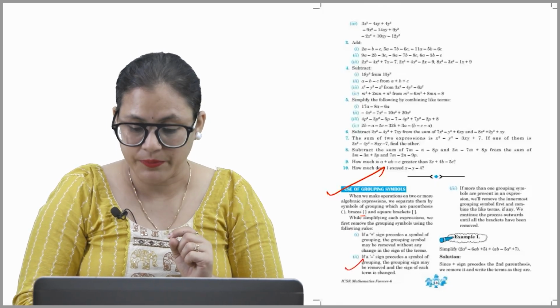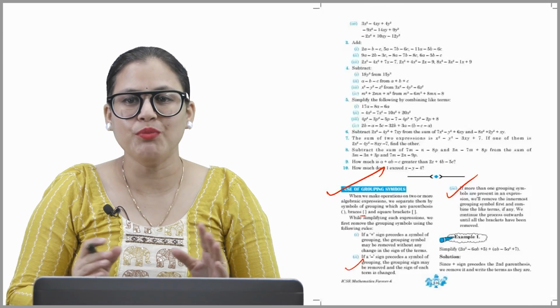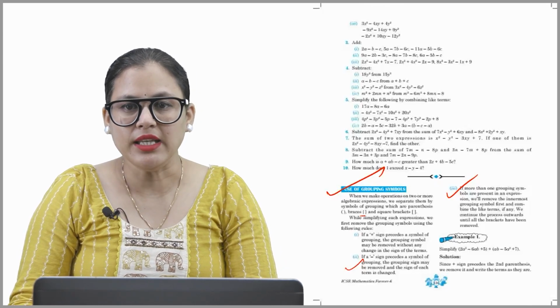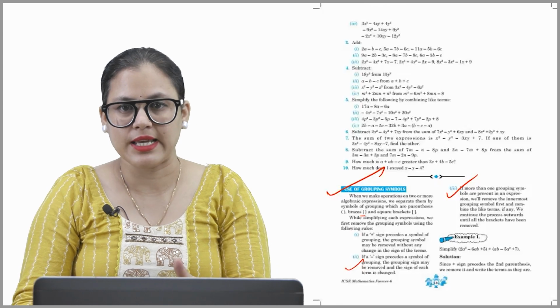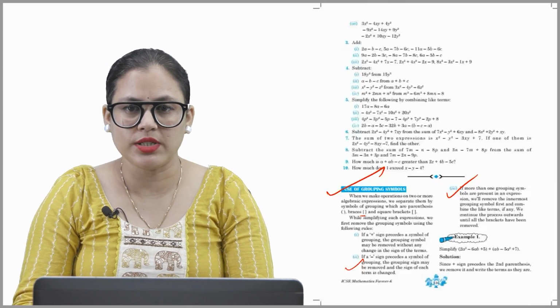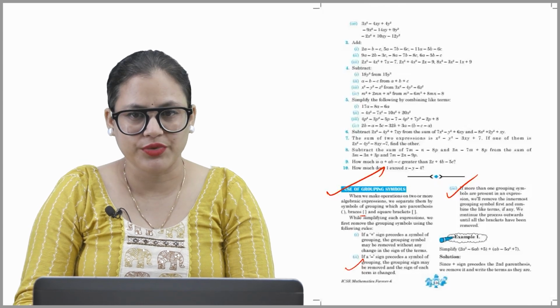Remember this, okay? And number 3, if more than one grouping symbols are present in an expression, we will remove the innermost grouping symbol first and combine the like terms, if any. We continue the process outwards until all brackets have been removed, right? Example 1.